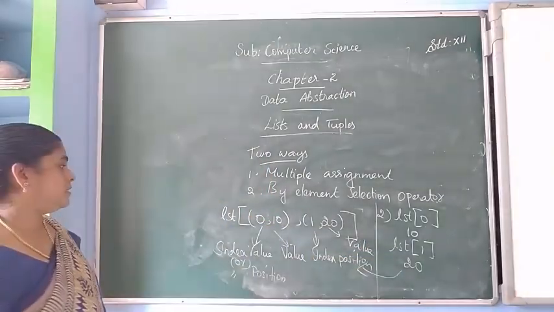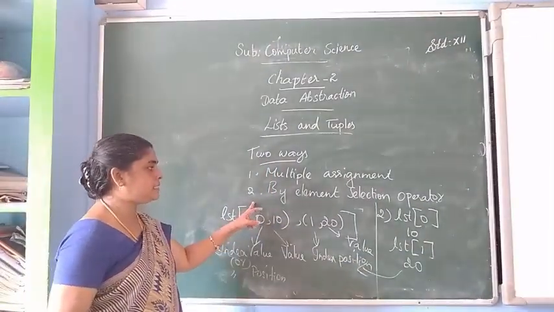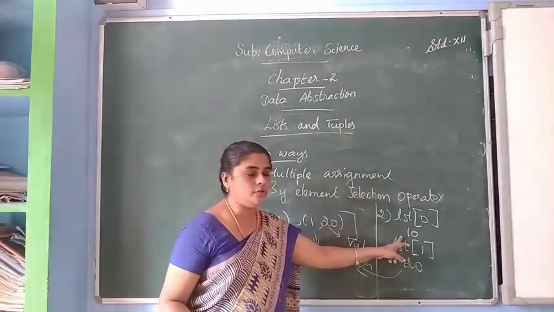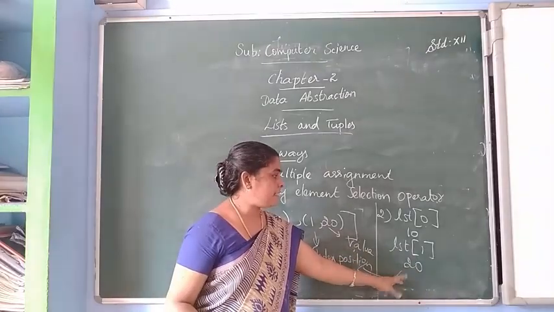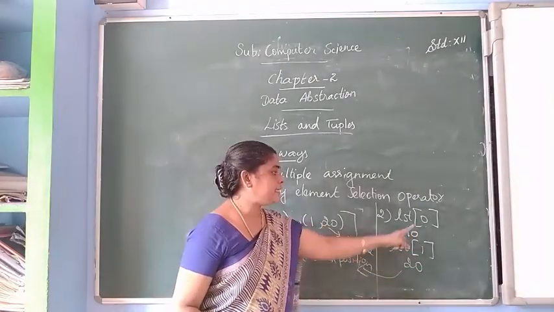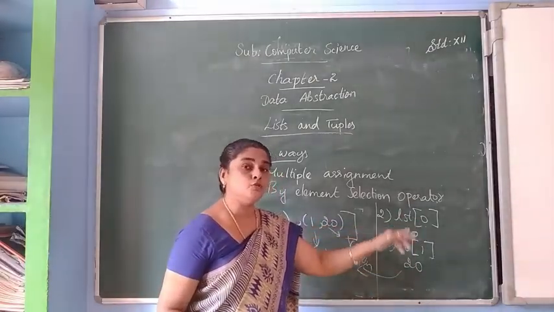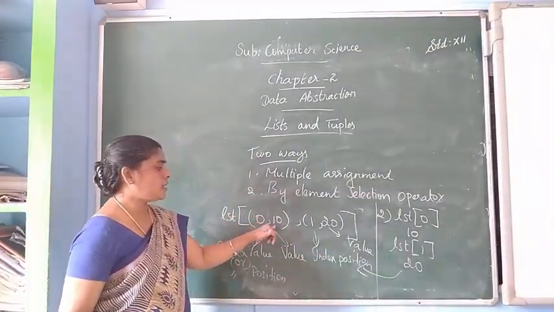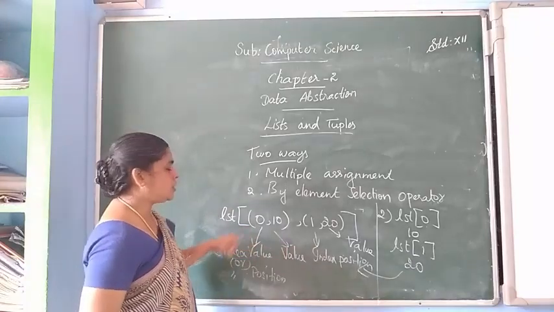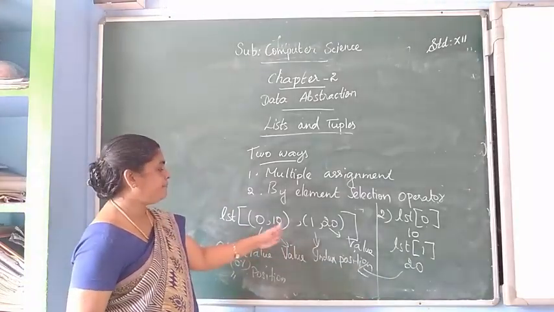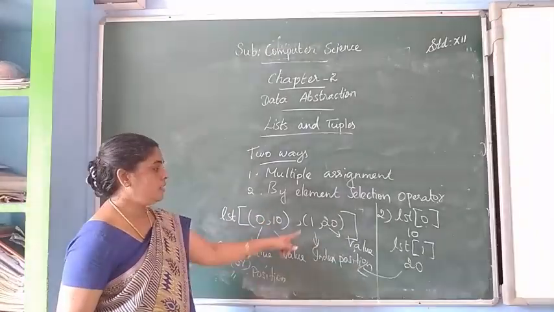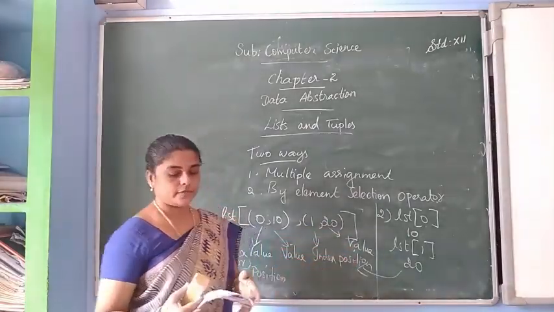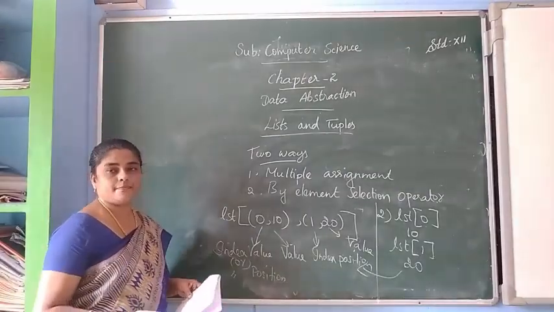So here, by element selection operator, the example is written: LST of 0 is the first value, LST of 1 is the second value. This is the index value. When the index value we give is 2, then the third value will come. So here LST of 0 comma 10, 1 comma 20. Here 0 is the index value or index position, 10 is the value. Here 1 is the index position, 20 is the value. Can you understand about list?